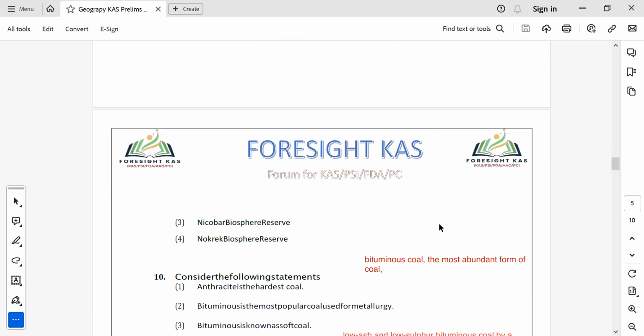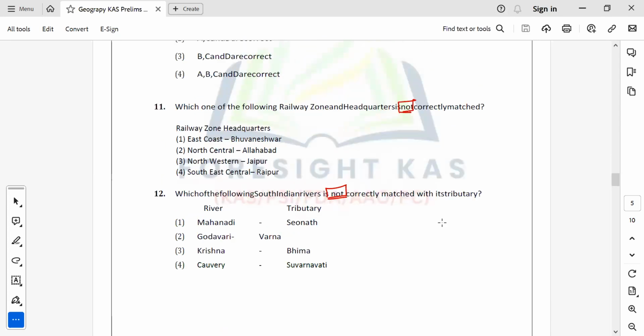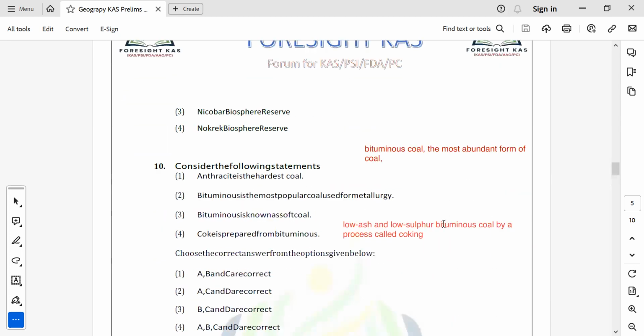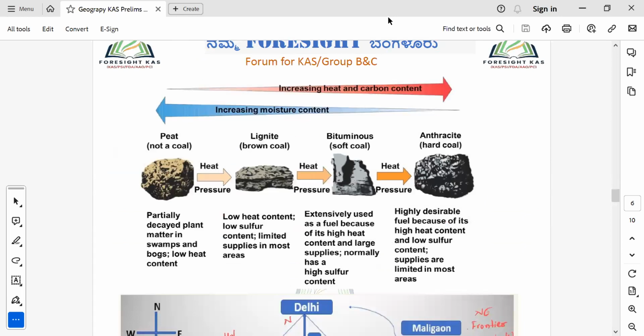The last two questions remain. We'll be quickly finishing this. I'll take the last question: consider the following statements regarding coal. They ask many times about coal. Remember, there are types of coal, which I have written here. Through a diagram, I will make it clear. So this would be the last question, and I will continue the session further.